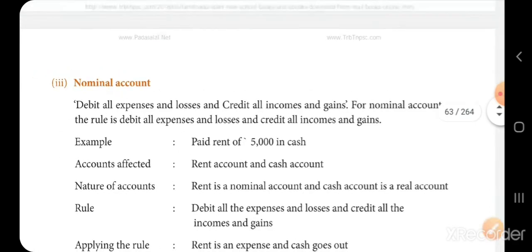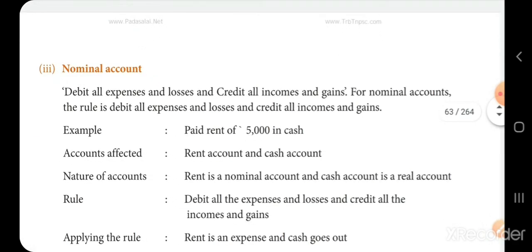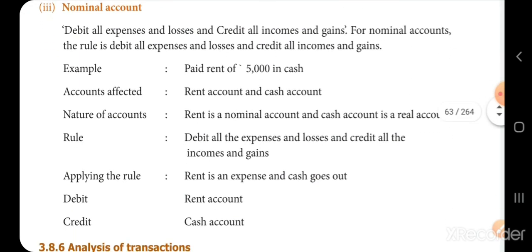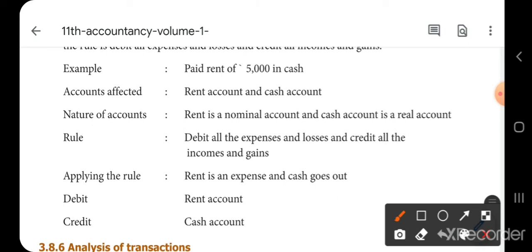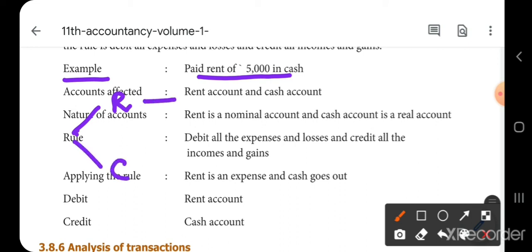What is the golden rule for nominal account? Debit all expenses and losses, credit all incomes and gains. Now, see the example here. Paid rent in cash. What are the two accounts involved? Rent account and cash account. Paid rent means it is an expense for the business. So, you categorize it as nominal account.